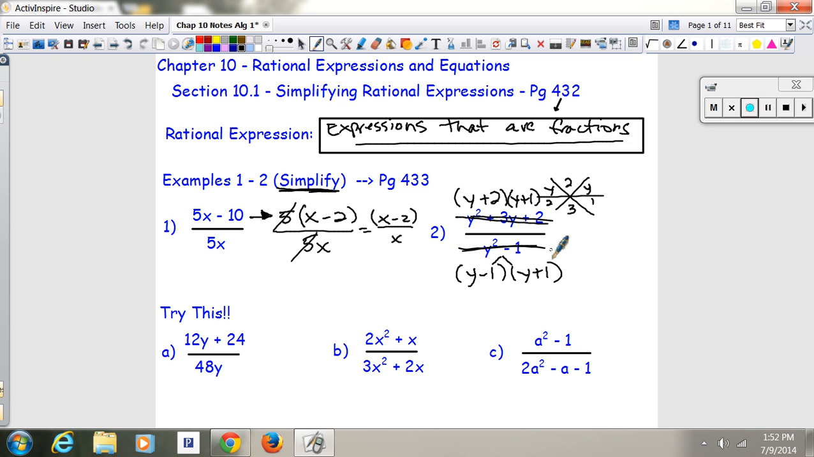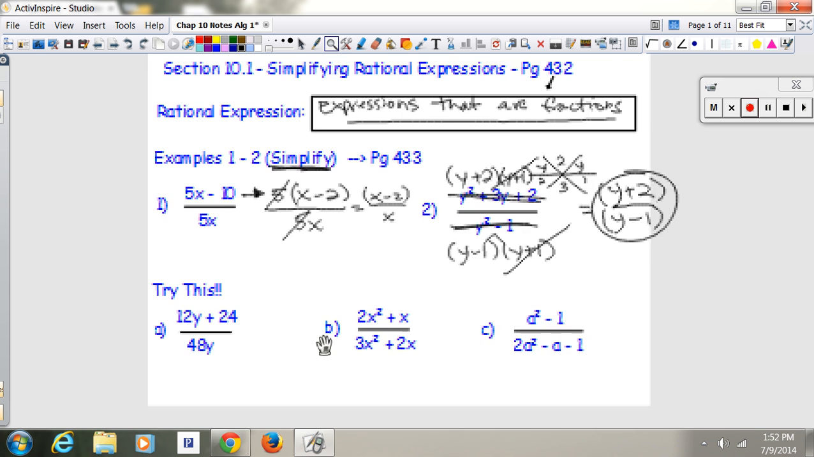Cross it out. And you might notice that the y plus 1s are going to cross out on top and bottom. So your answer will be y plus 2 over y minus 1. You cannot reduce the y's. They're technically in a parentheses, so you cannot reduce them.